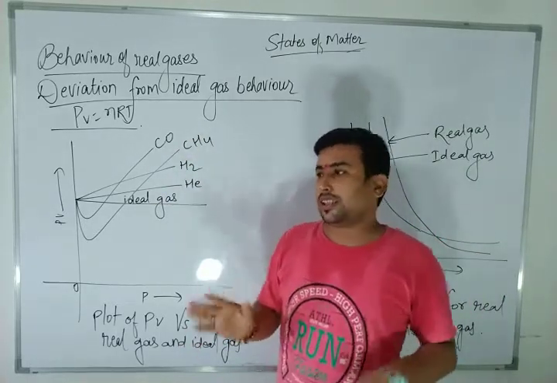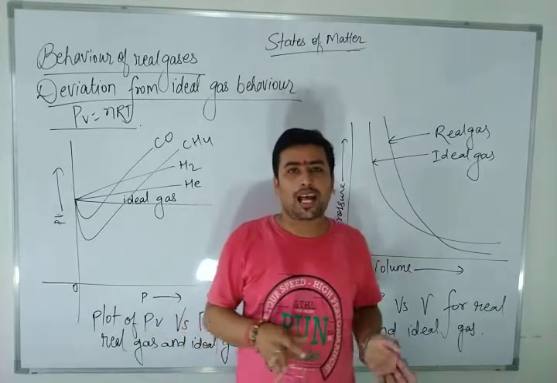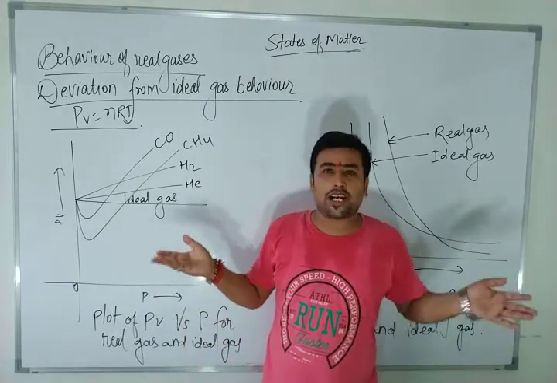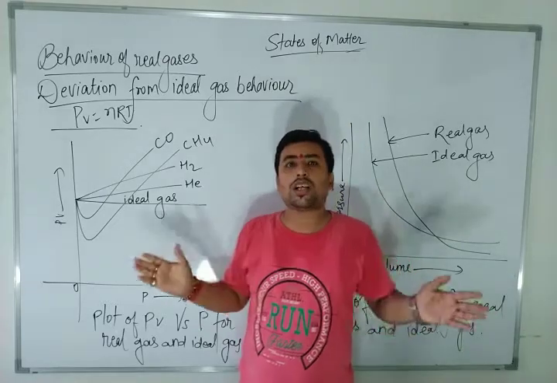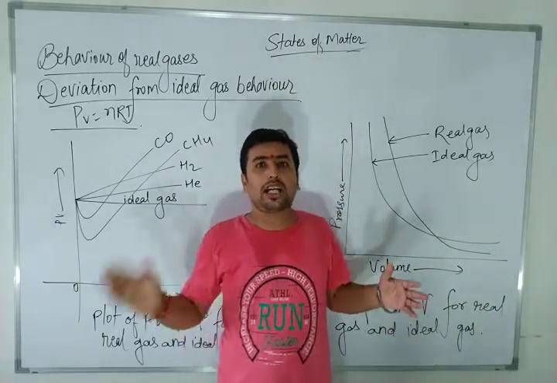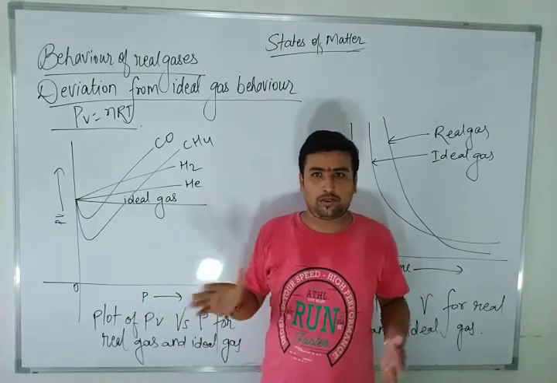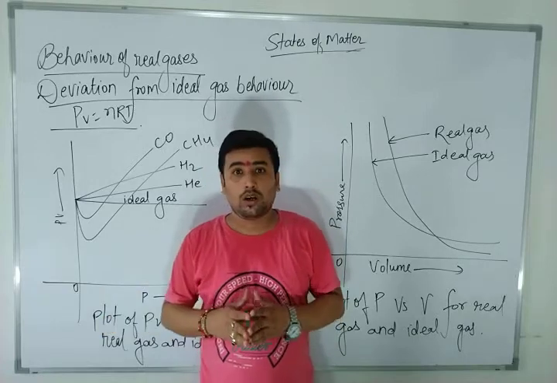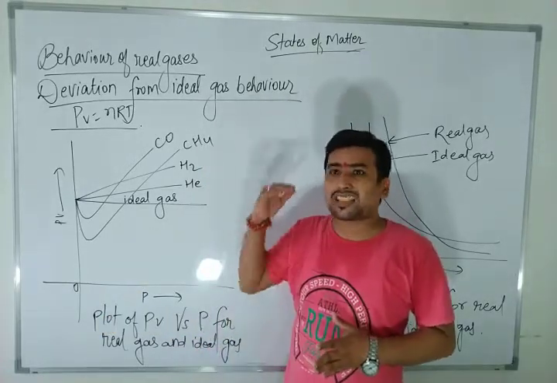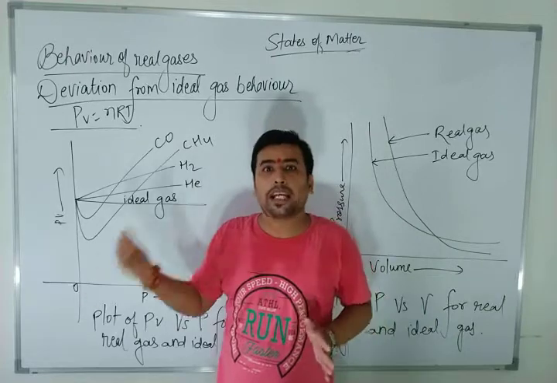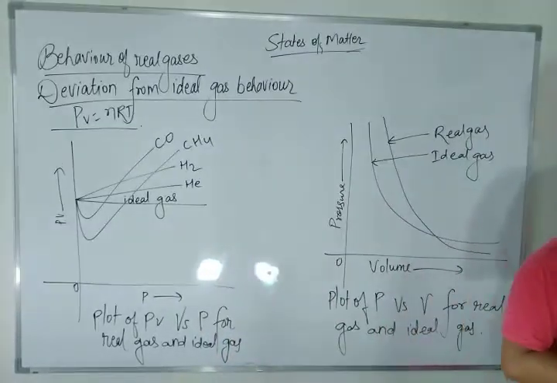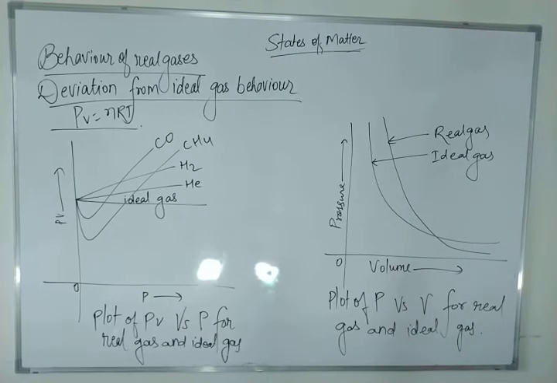You know very well, a real person and an ideal person: the real person has a lot of defects and the ideal person has no defects. So there is a huge difference between the real person and the ideal person. Some people say my ideal person is Swami Vivekananda or Abdul Kalam. We can't be like them, but we understand the difference between them and us, right? Similarly, here we are going to study the behavior of real gases. What is this behavior of real gases?